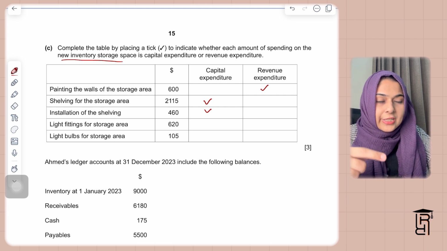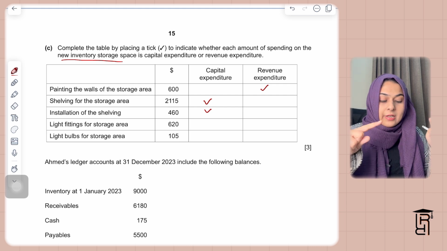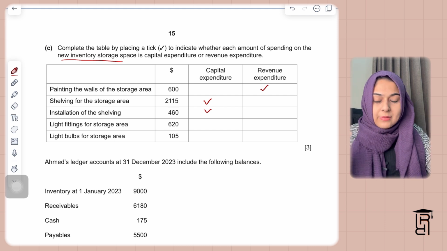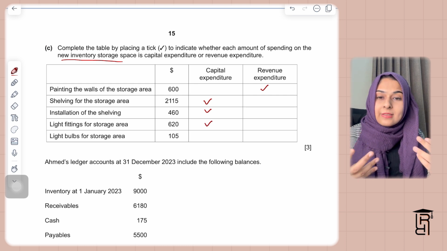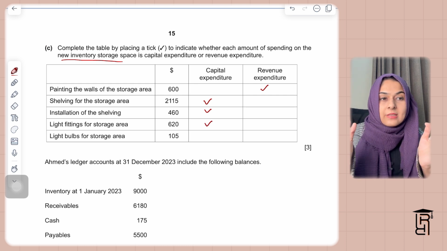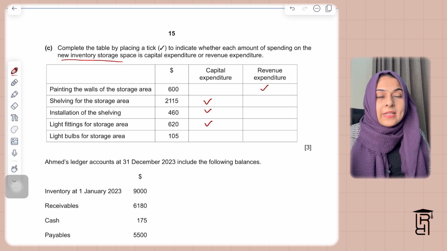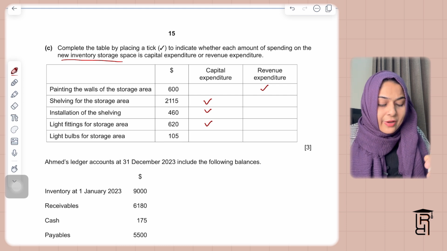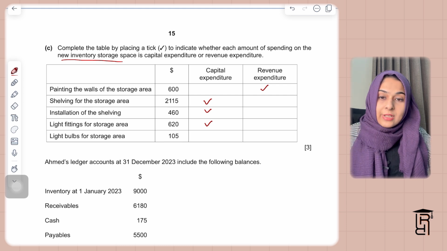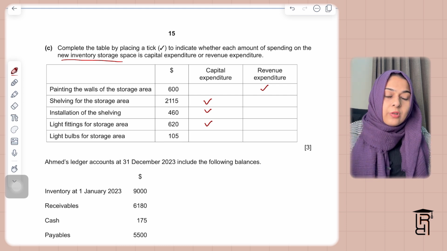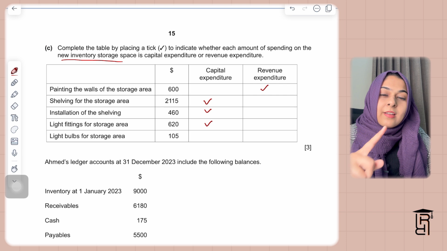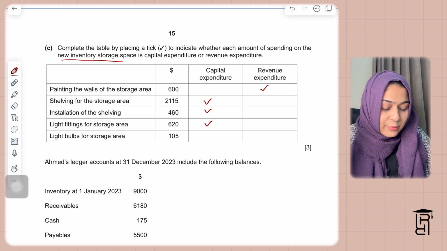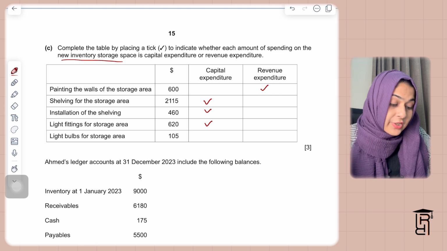Light fittings for storage area, so there's a fitting space in which you put light bulbs, so light fittings is going to be your capital expenditure, and fittings is like fixtures and fittings. So fittings is going to be always capital expenditure. However, light bulbs you need to change again and again. Once you might change it on a yearly basis, because obviously light bulbs get damaged. Yes, so light bulbs get damaged, therefore you have to change light bulbs again and again.